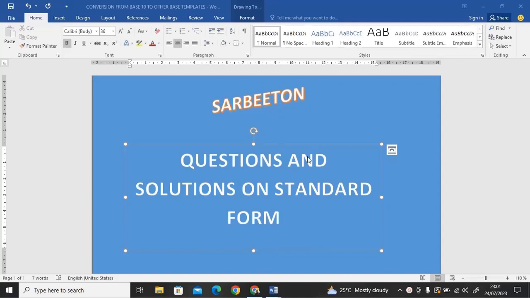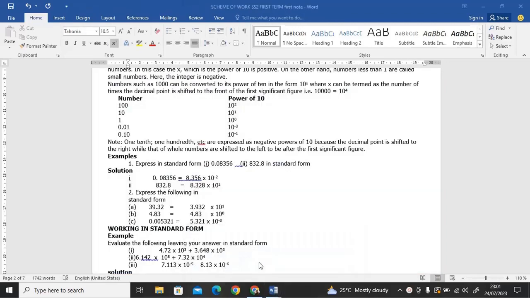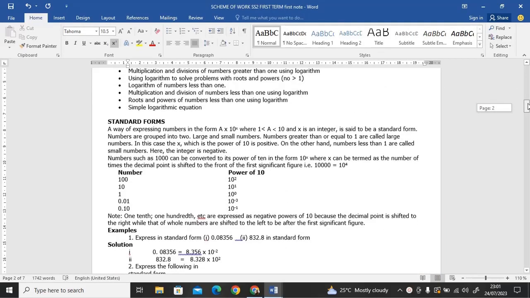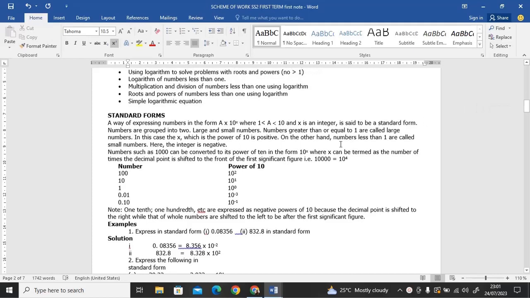Welcome guys, this is questions and solution on standard form based on our scheme of work. So let's look at standard form, the questions that you may likely be given in standard form to solve. Now the note is here. Let's define what standard form is: it's a way of expressing numbers in the form of a times 10 raised to the power of a number.